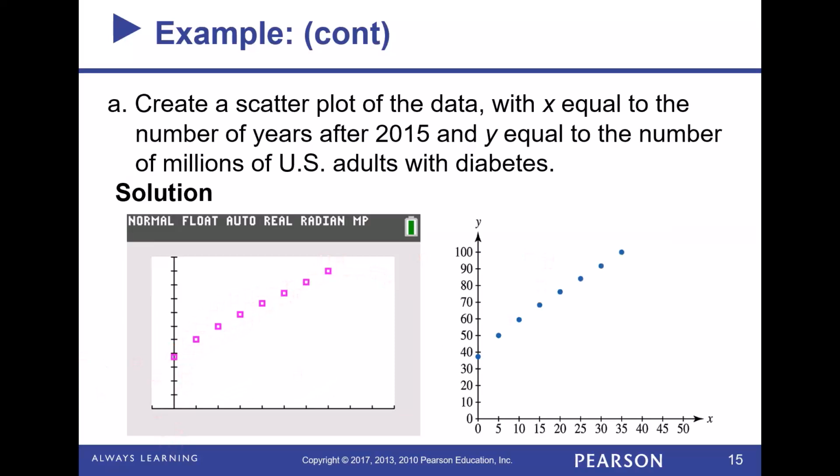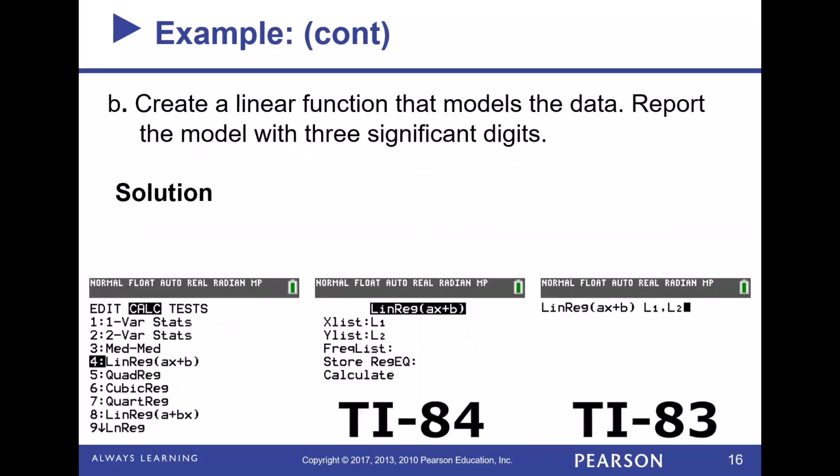Okay, so that's kind of one of those things. So what I want to do is a few different things with this. The first thing is I'm going to create a linear model, so let's do our linear. Remember, you're going to go back in, hit stat, arrow over to calculate, hit number 4 for LinReg. And again, this is what you've got for your TI-84s. You're just going to put list 1, list 2, and then click calculate. And for my TI-83s, go ahead and put list 1 and list 2, and then hit enter.